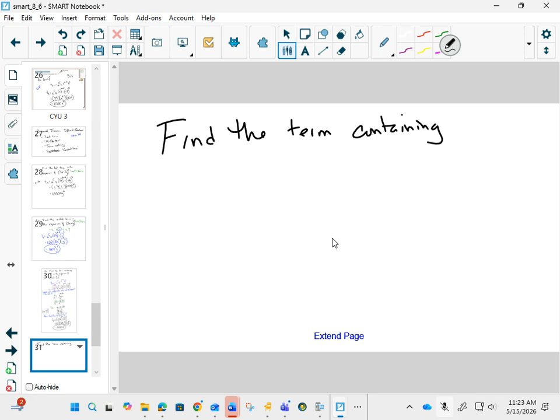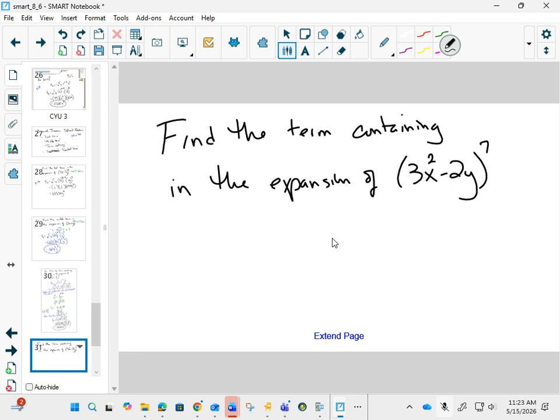I'm going to leave a space there because I'm going to make up numbers here. Find the term containing x to the 8 in the expansion of (3x² − 2y)⁷.